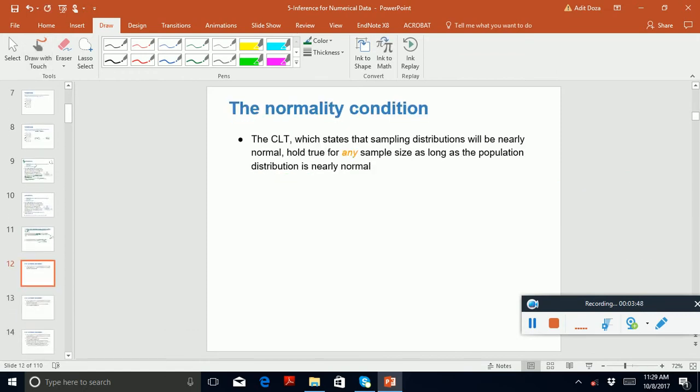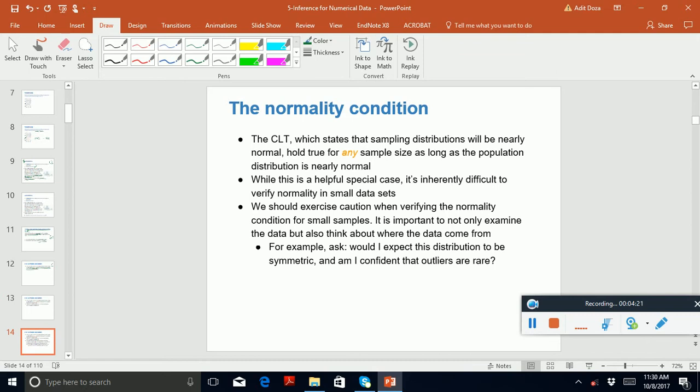The normality condition, CLT, which states that sampling distributions will be nearly normal, holds true for any sample size as long as the population is nearly normal. So this condition is true, as long as it's nearly normal. We have seen that in the last chapter; basically we still need these CLT conditions. For inference, it's ideal that we have a CLT, right?